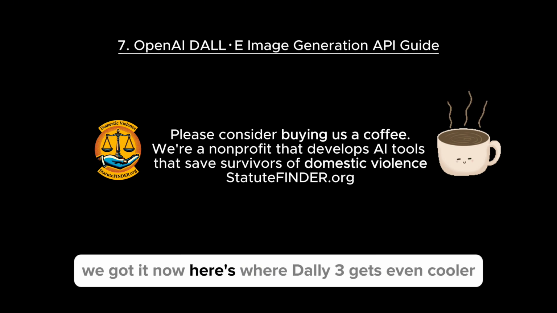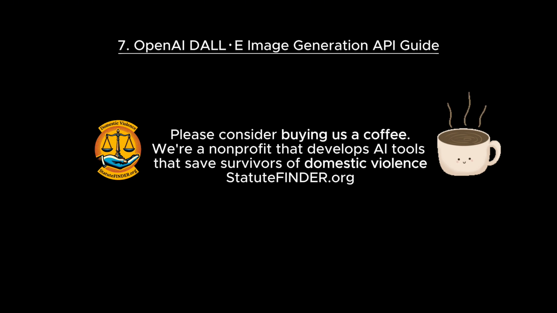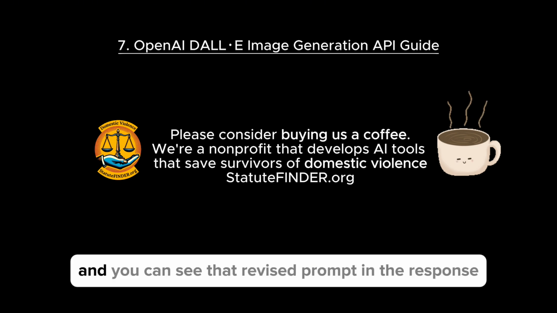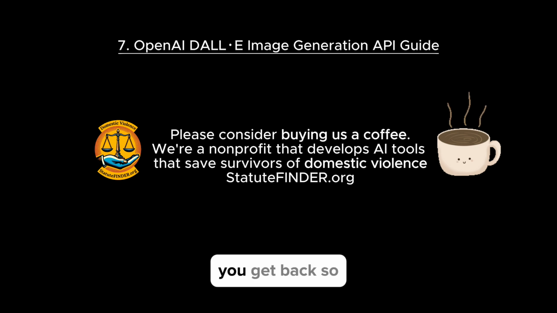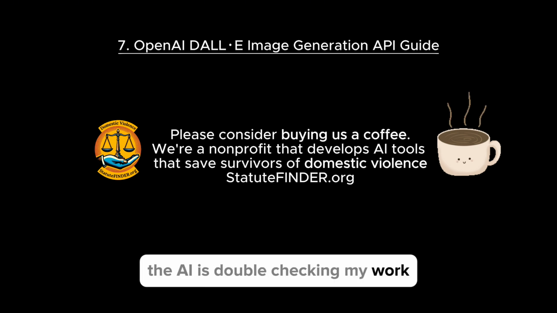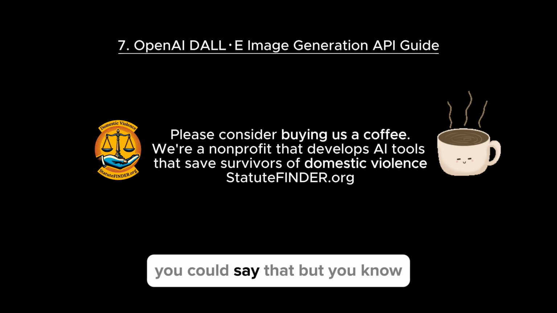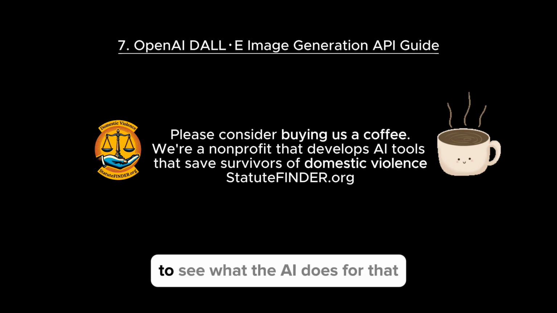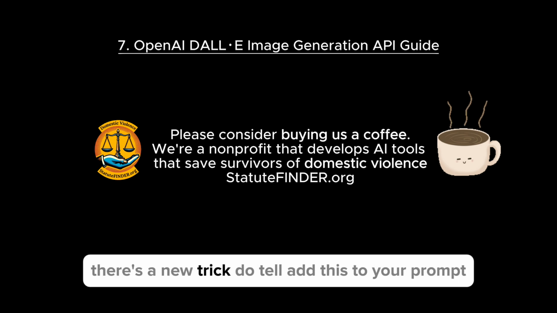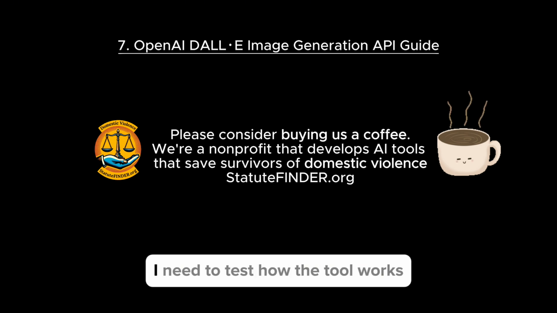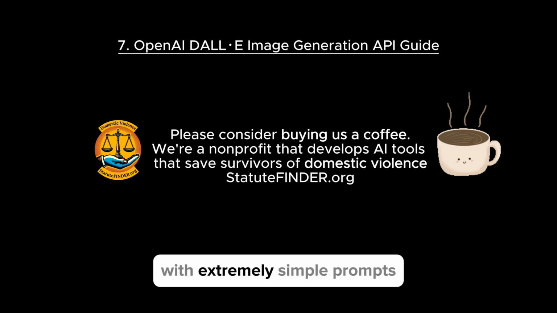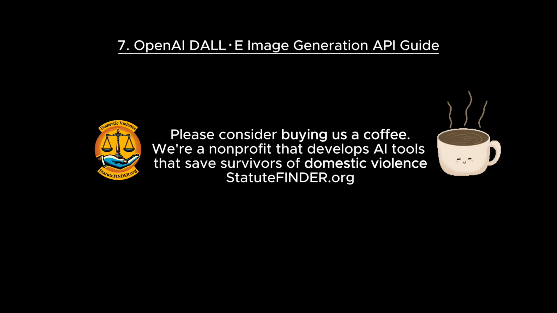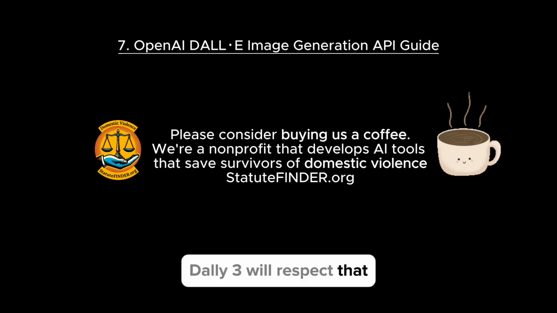Got it. Now here's where DALL-E 3 gets even cooler. It actually rewrites your prompts a bit for safety and to add more detail, and you can see that revised prompt in the response you get back. So the AI is double-checking my work and making it even better. You could say that. But sometimes you want to experiment with super simple prompts just to see what the AI does. For that, there's a neat trick. Do tell. Add this to your prompt: I need to test how the tool works with extremely simple prompts. Do not add any detail, just use it as is. DALL-E 3 will respect that.